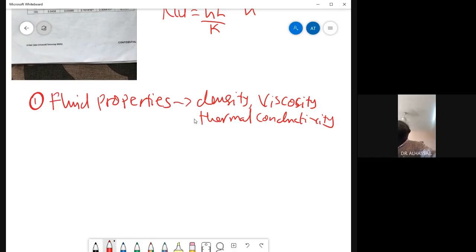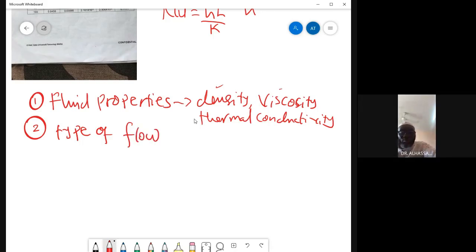It means when the density of the fluid changes, the value for h is also affected. If the viscosity of the fluid changes, the value for h is affected. If the thermal conductivity of the fluid changes, then the heat transfer coefficient is also affected. Now the next point is the type of flow.